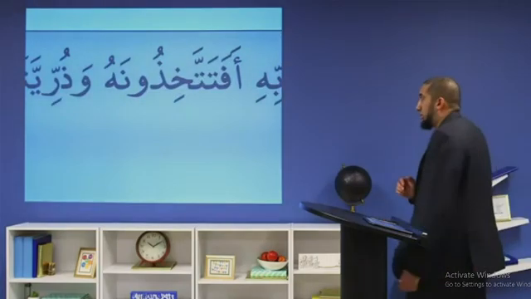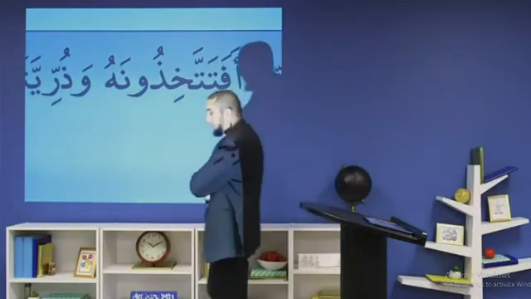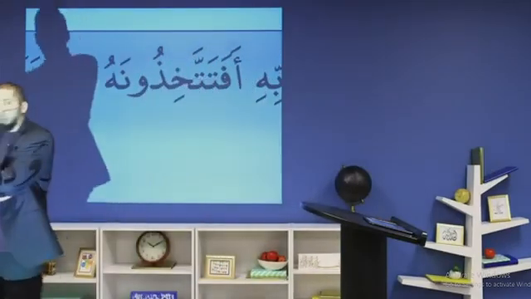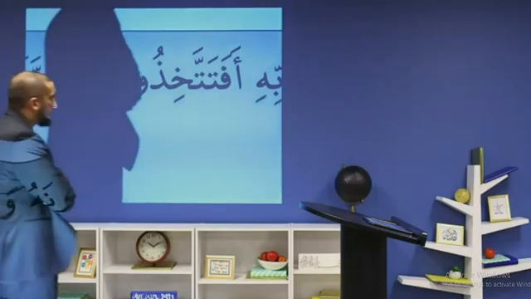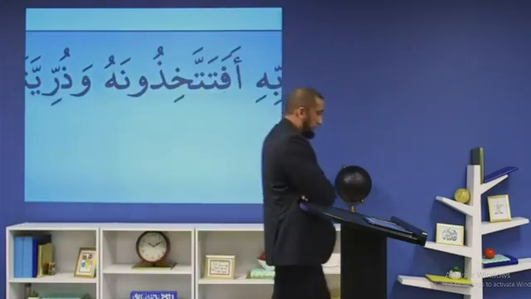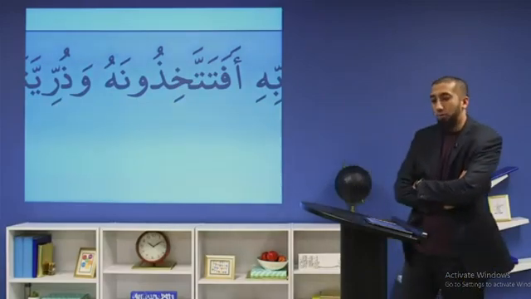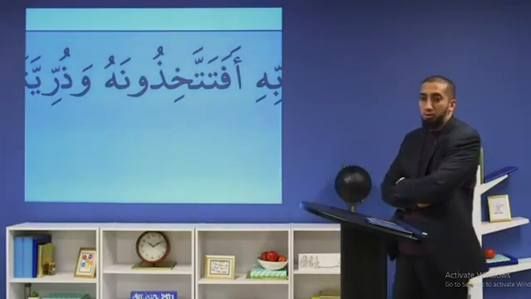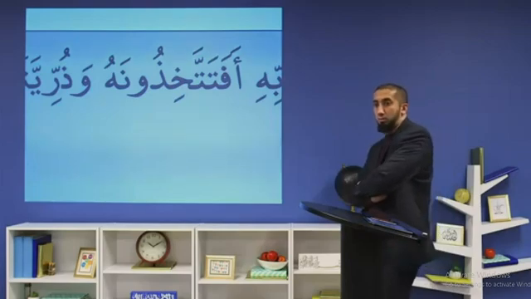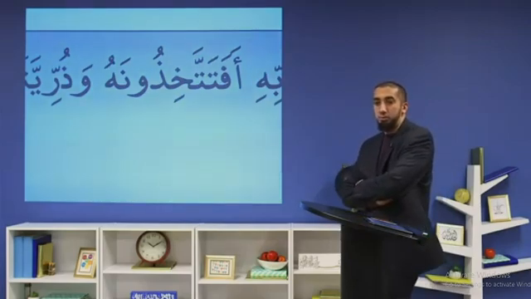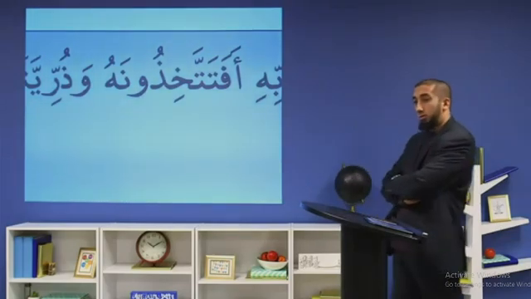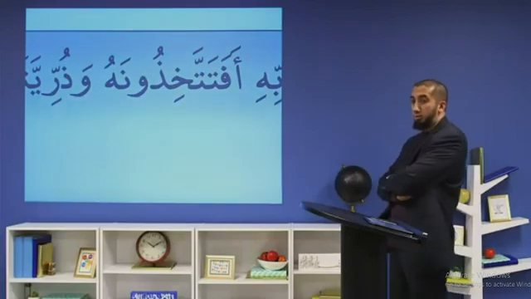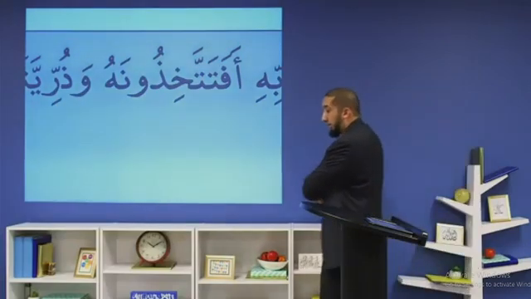أَفَتَتَّخِذُونَهُ. What do you think this is? How many words do you see? This is interesting. 4. What are they? أَ, فَ, تَتَّخِذُونَ and who? Good. Very good. Means what? Do you remember? Like if somebody says, Anta Muslim? A question word whose answer can only be yes or no. Fa means so. تَتَّخِذُونَ, to take.